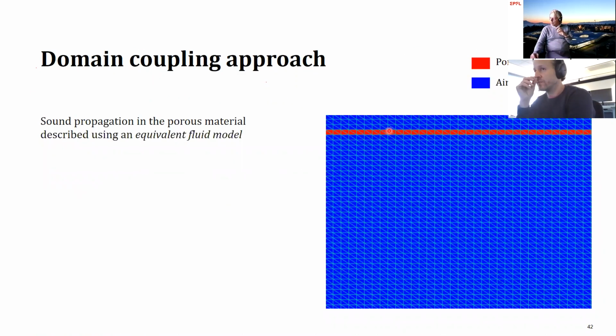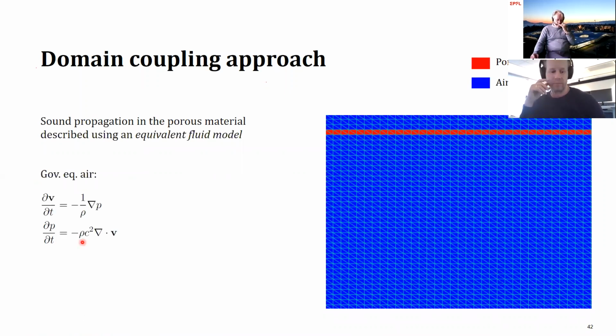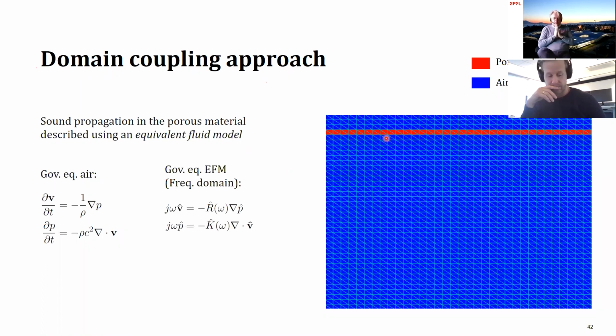Now moving to the domain coupling approach. So then we have 2 types of elements in our mesh. We have the air domain, where we solve these equations here, lossless wave propagation, as we did before. And then we have the porous domain. So this can be like a suspended ceiling, for example, where we solve different governing equations where we have some frequency-dependent losses in the wave propagation. And this is described by this equivalent fluid model that we use.